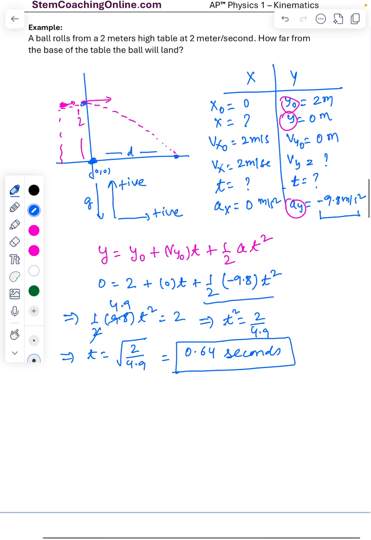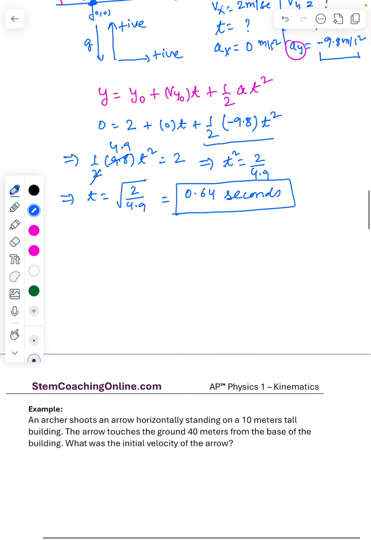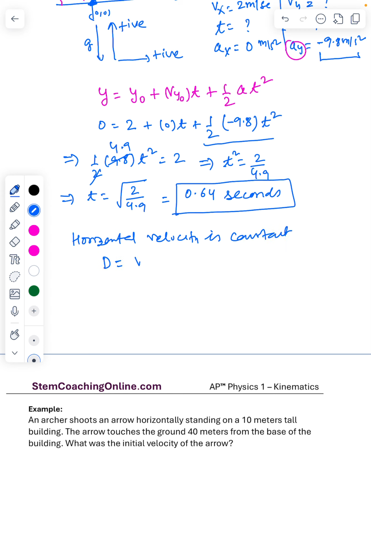So how can we use this to find the horizontal displacement? Well, we know that horizontal velocity is constant, right? So what is displacement? It equals velocity times the time taken. In the horizontal direction, the velocity is 2 meters per second and the time taken is 0.64 seconds. That gives us 1.28 meters.